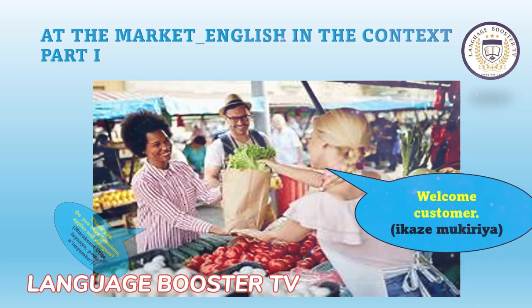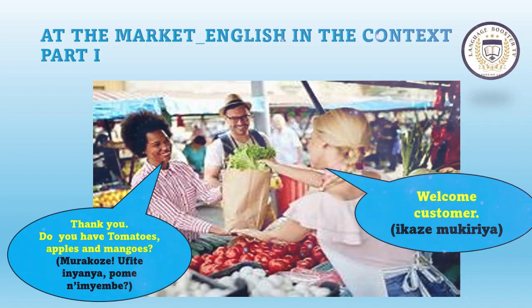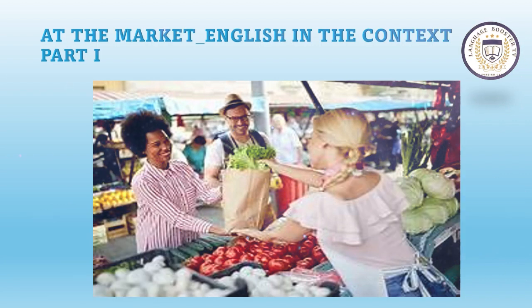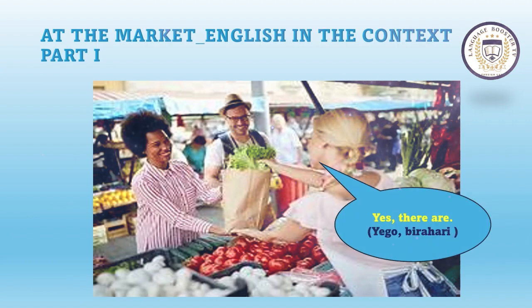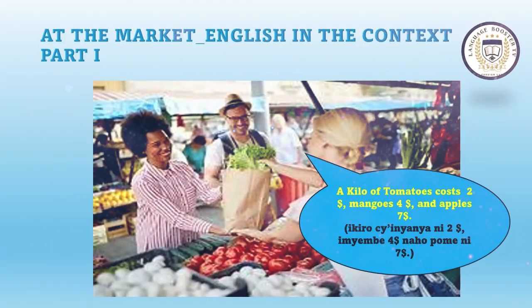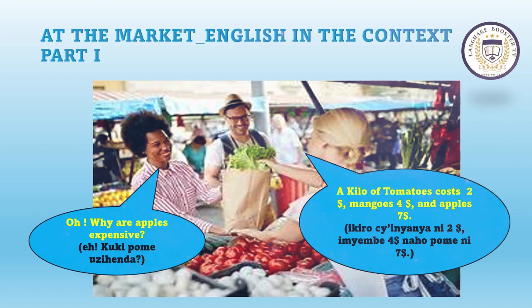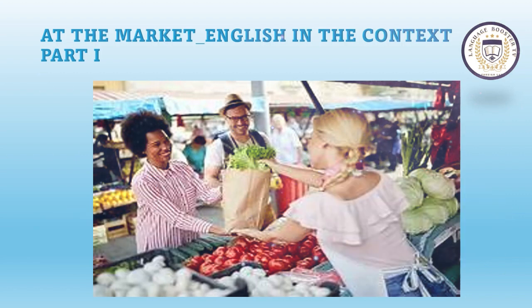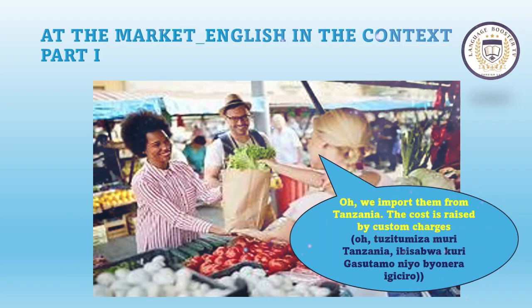Welcome, customer. Thank you. Do you have tomatoes, apples, and mangoes? Yes, they are. How much does a kilo of each cost? A kilo of tomatoes costs $2, mangoes $4 and apples $7. Oh, why are apples expensive? Oh, we import them from Tanzania. The cost is increased by customs charges.